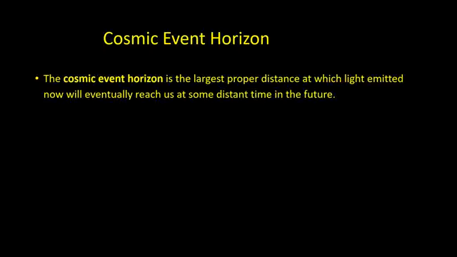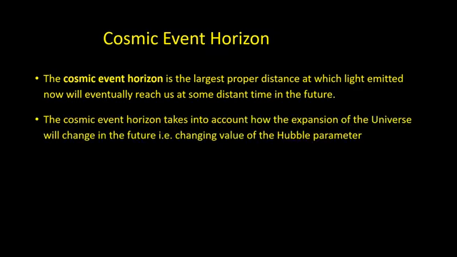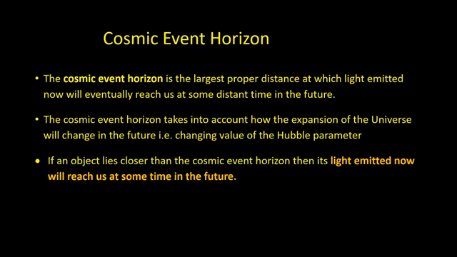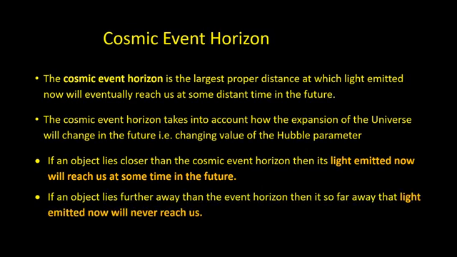So we need to consider something called the cosmic event horizon. This is the largest proper distance at which light emitted now will eventually reach us. The cosmic event horizon takes into account how the universe's expansion will change over time. If an object lies closer than the cosmic event horizon, then light emitted now will reach us at some point in the far future. If an object lies further away than the cosmic event horizon, then light emitted now can never reach us.